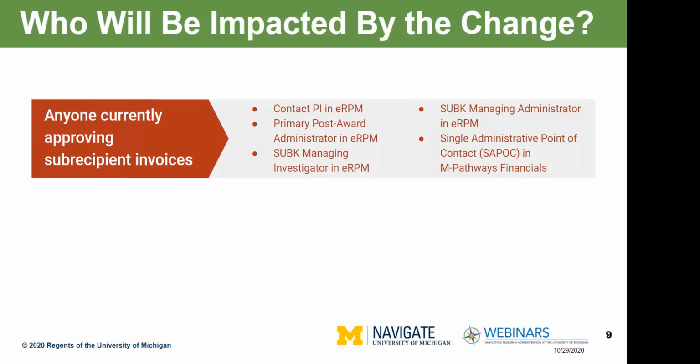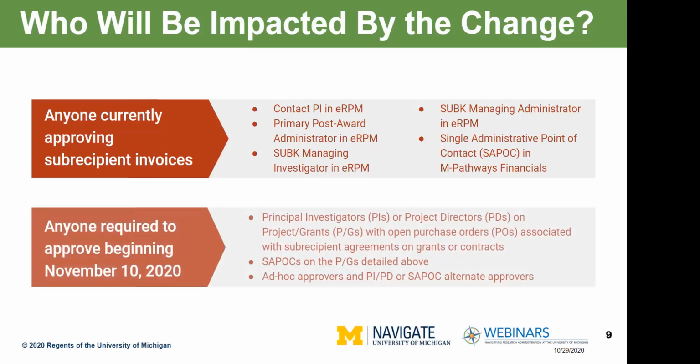So let's talk about who's going to be impacted by this change. There are really two groups that are going to be impacted. The first group is anyone who is currently approving subrecipient invoices through the concurrence receipt process right now. And that could include the 5 different roles that you see here: the contact PI in ERPM, the primary post-award administrator in ERPM, the sub-K or subcontract managing investigator in ERPM, the sub-K managing administrator in ERPM, and the single administrative point of contact, also known as the SAPOC, in mPathways Financials.